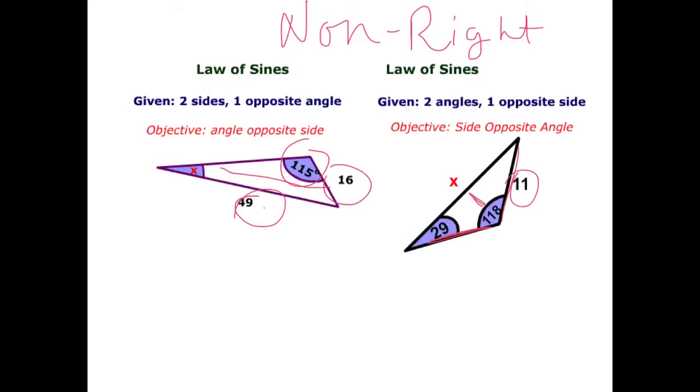I know that we always talked about how SSA isn't a good test for triangle congruence, but we could still name this triangle side-side-angle. And this triangle over here is angle-angle-side. You don't have to remember that, it's just a little shorthand.